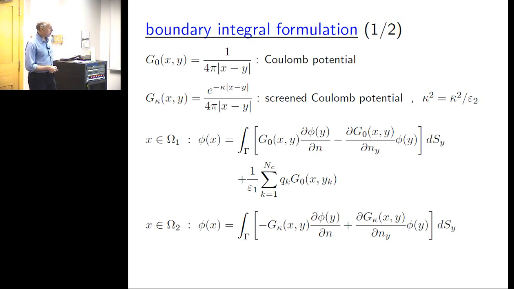And in the solvent domain, you have another Green's formula. This formula involves G kappa. There are no source terms. The effect of the mobile ions is captured in this G kappa again, but it's a single layer plus a double layer over here. Now, these are integrals over the molecular surface. What's not known here is the value of the potential on the surface and the value of the normal derivative.